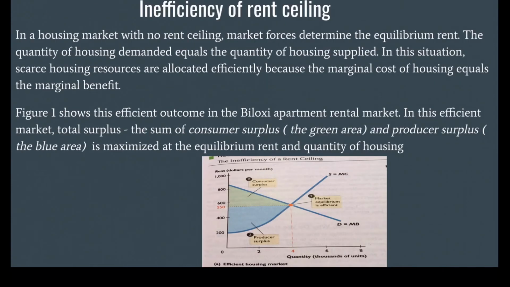Inefficiency of rent ceiling. In a housing market with no rent ceiling, the market forces determine the equilibrium rent. The quantity of housing demanded equals the quantity of housing supplied. In this situation, scarce housing resources are allocated efficiently because the marginal cost of housing equals the marginal benefit. Figure 1 shows this efficient outcome in the Biloxi apartment rental market. In this efficient market, total surplus, the sum of consumer surplus, the green area, and producer surplus, the blue area, is maximized with the equilibrium rent and the quantity of housing.